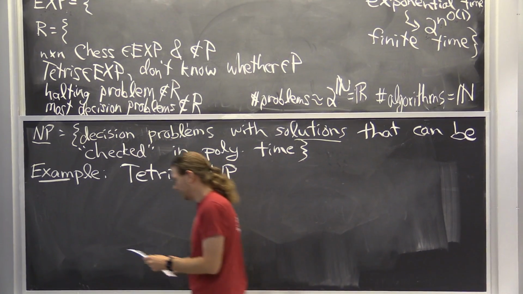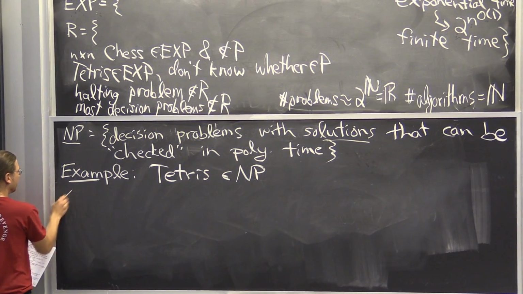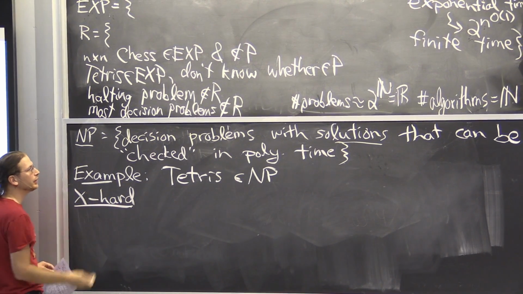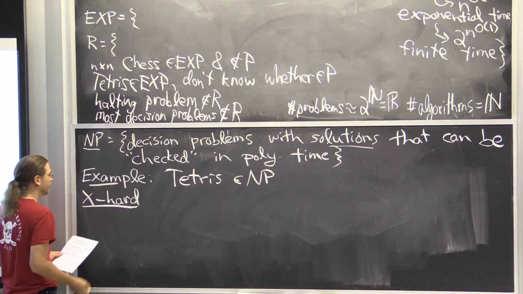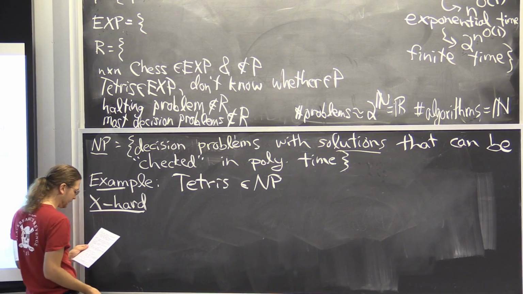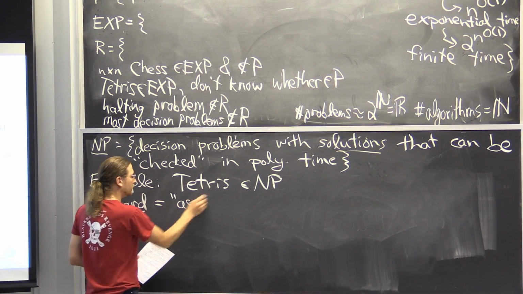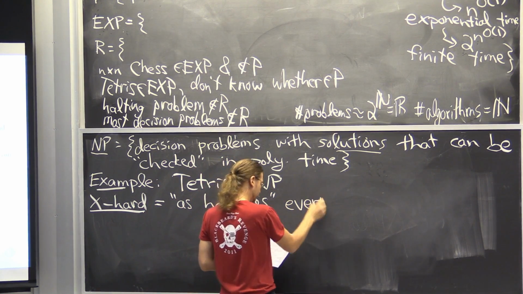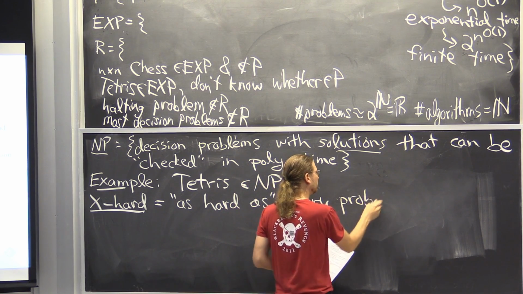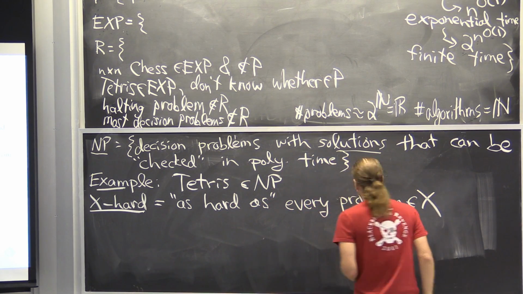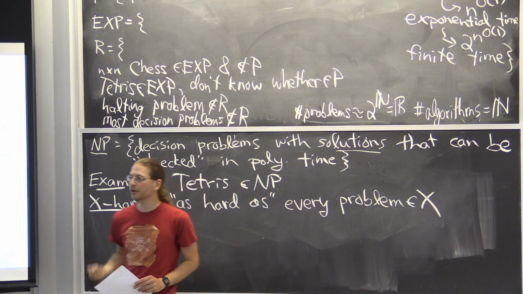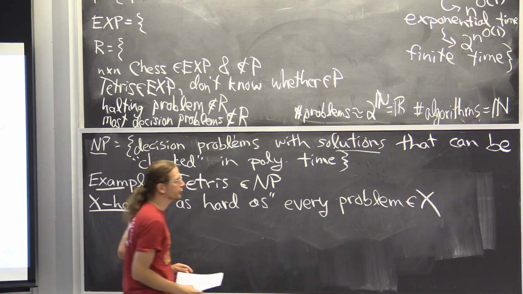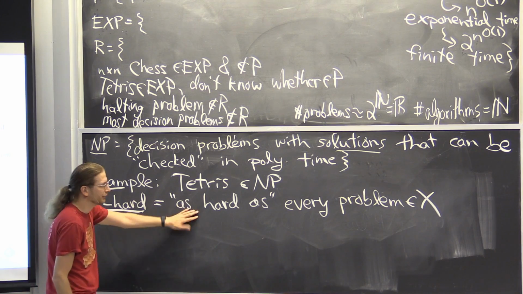So let me talk about hardness. If I have some complexity class X, X could be NP or exp at this point. P we won't talk about. P hardness is a little weird. I'm not going to define this formally until a little bit later in today's class. So a problem is X hard if it's sort of the hardest problem in the class X. If it's as hard as every other problem in X. Actually, this problem may not be in X, so I should say it's as hard as every problem in X.